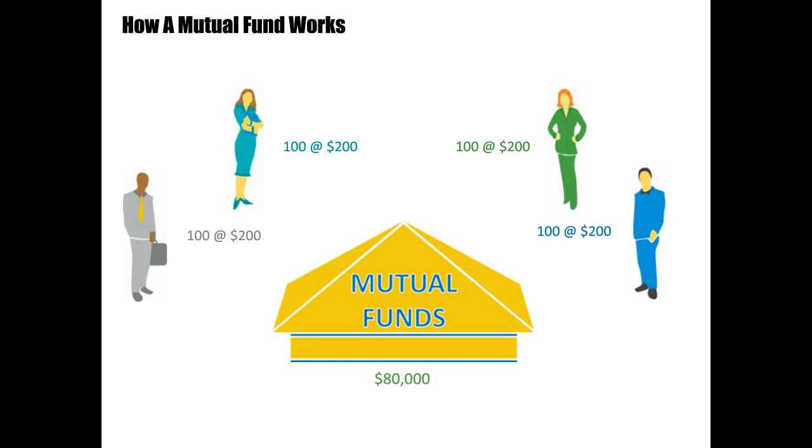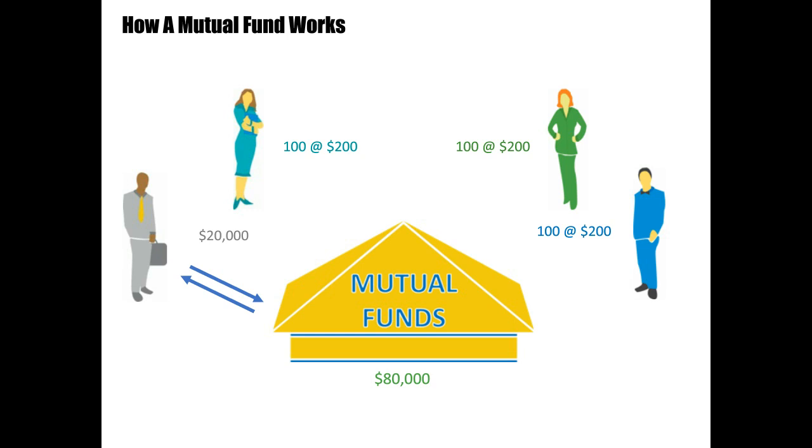You've doubled your money. Now the beauty of the mutual fund structure is that one person can decide to leave without harming anyone else in the fund. In this case, the gentleman in the gray suit decided he wanted out. He turned in his 100 shares. He got $20,000 in cash, and everyone else stayed invested. The pool now had $60,000.